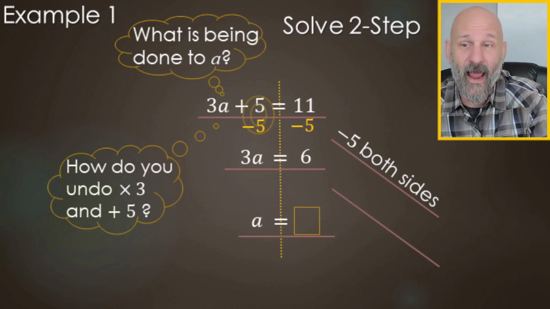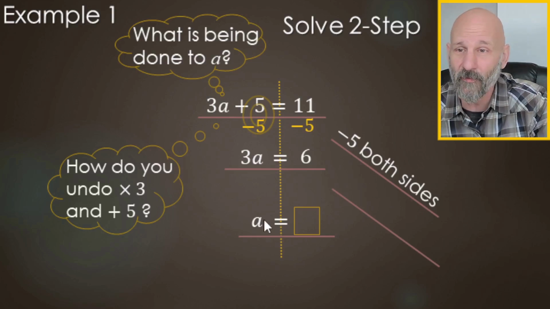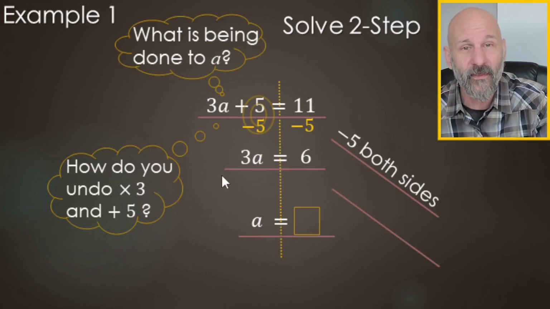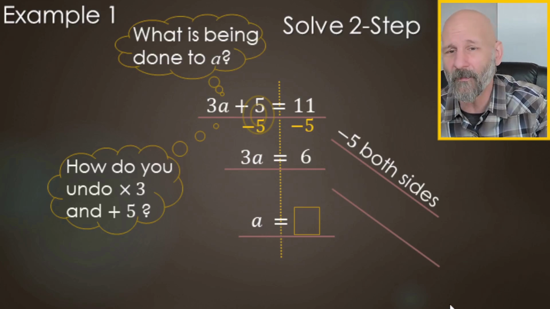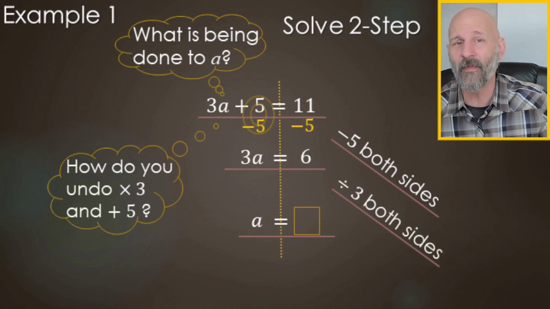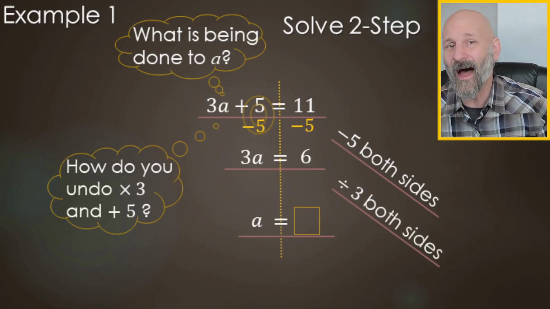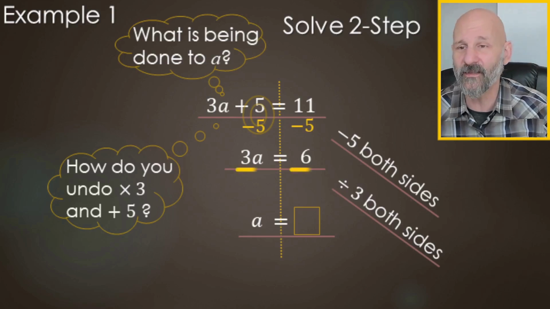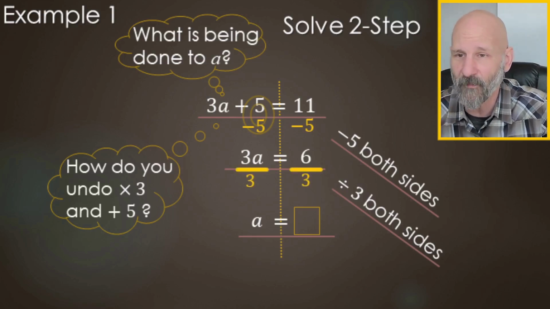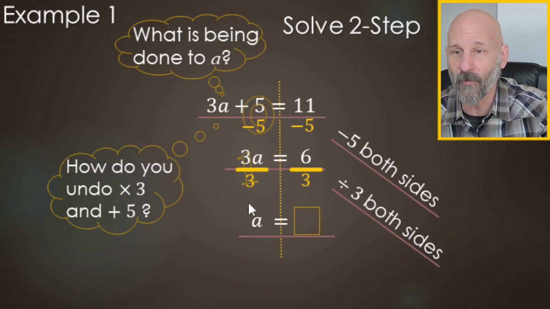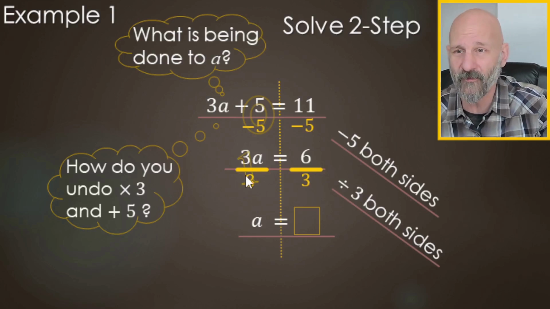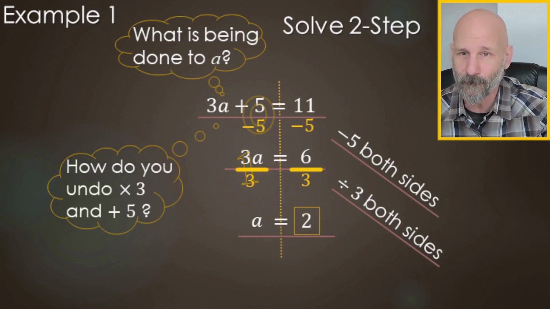Now I have 3a equals 6, and I don't want 3a, I just want plain old a right there, so I need to get rid of the 3. Well, this 3 is being multiplied by the a. We undo multiplication with division. So we're going to divide by 3 on both sides of the equal sign. So now we have a 3 over 3. Well, a number divided by itself just makes 1, so 1a right there, and then equals. And here on the right-hand side, we have 6 divided by 3, and that's going to make 2.